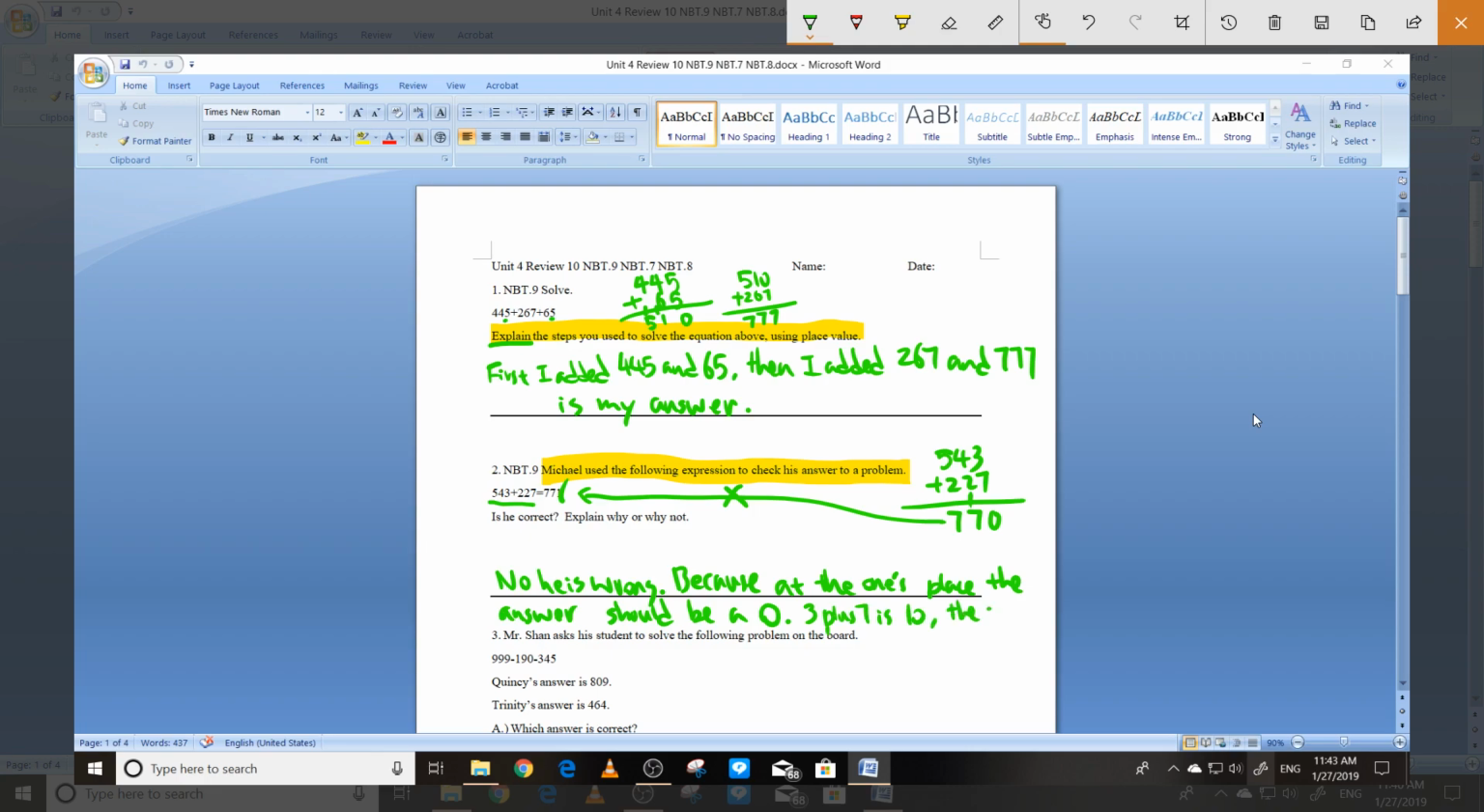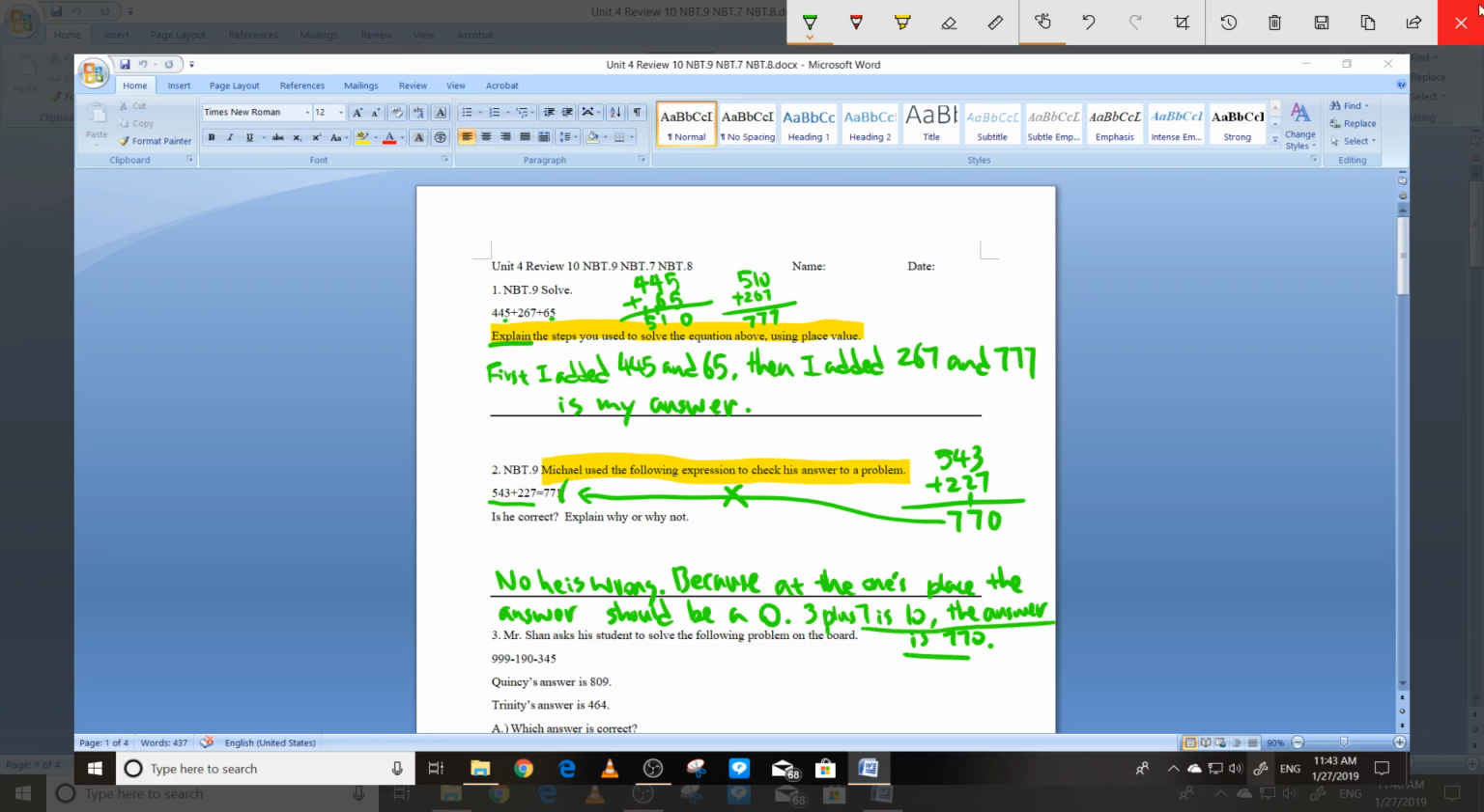The answer is 770. It's always a good idea to tell people what the actual answer should be, especially when you're saying someone is incorrect or wrong. Okay? That is why it's essential for you to write the last part.